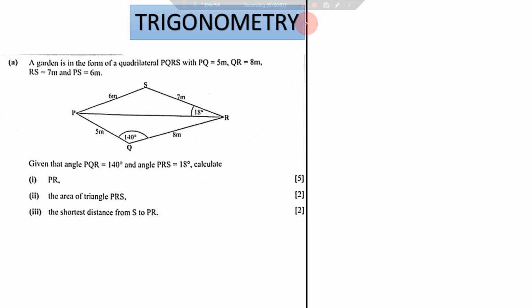We are going to look at a trigonometry question that comes in paper 2. This came in the 2025 GCE. There are tips that I'm going to be giving you as we go on to solve our question.